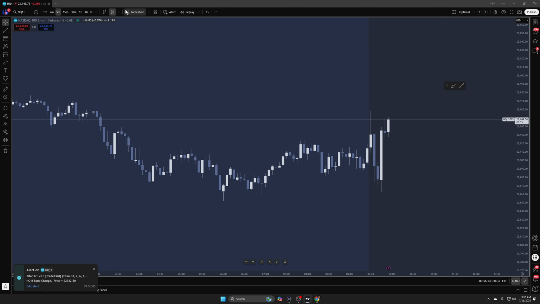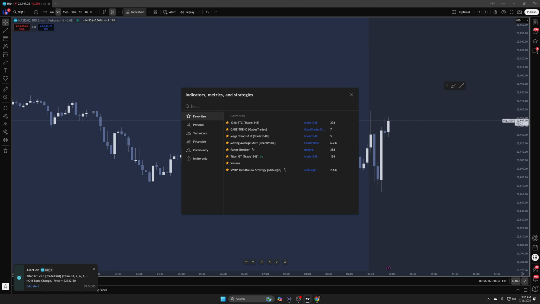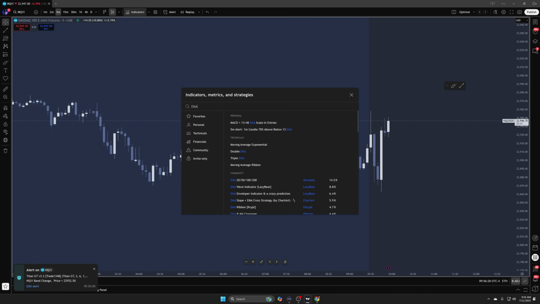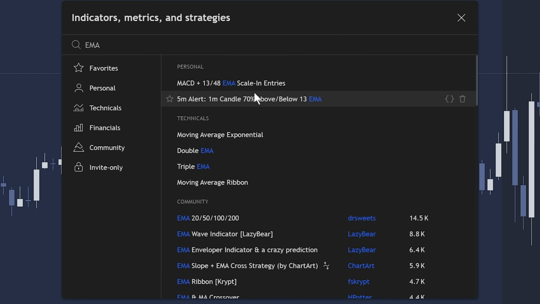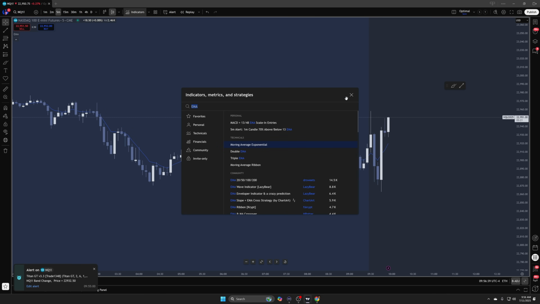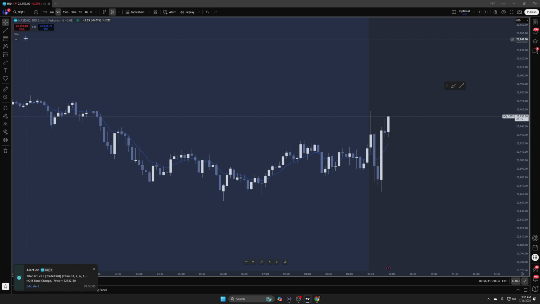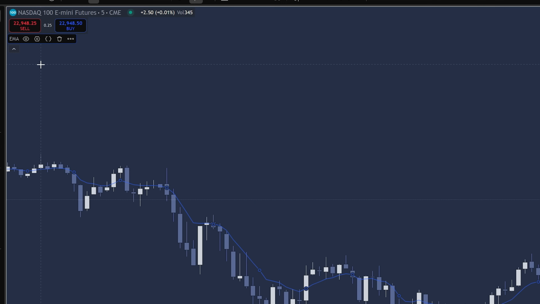Okay, now let's get back to the charts here. What I'm going to do is go to indicators and simply search for EMA. That brings up, in the technical section, Moving Average Exponential. Awesome, so we're going to add that. Now I'm going to click on the indicator, Control C for copy, and then Control V for paste.